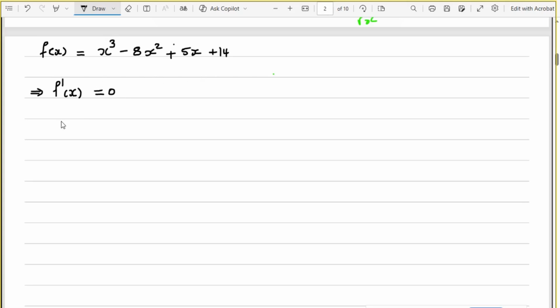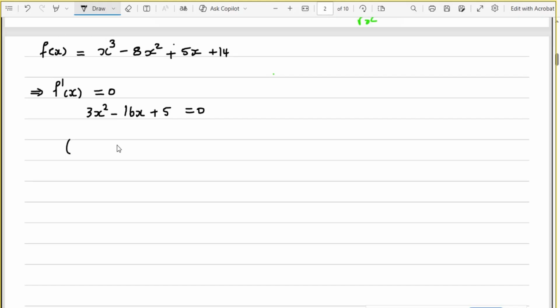Then solve for x. So the first derivative of that equation will be 3x squared minus 14x plus 5. Then equate that to 0 and solve for x. You understand? So no, this is not 14. This is 16. It's 2 times 8, which is 16. Yes, 16x. Then we add 5. This is equal to 0.